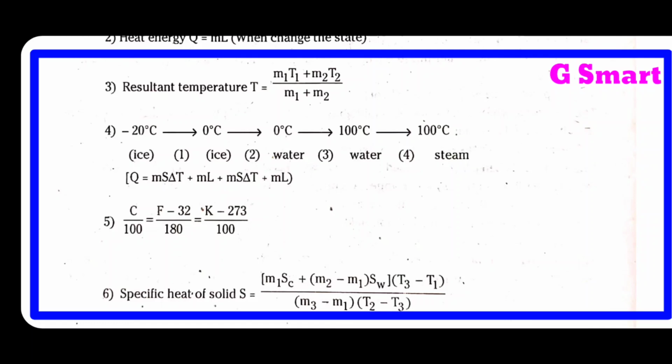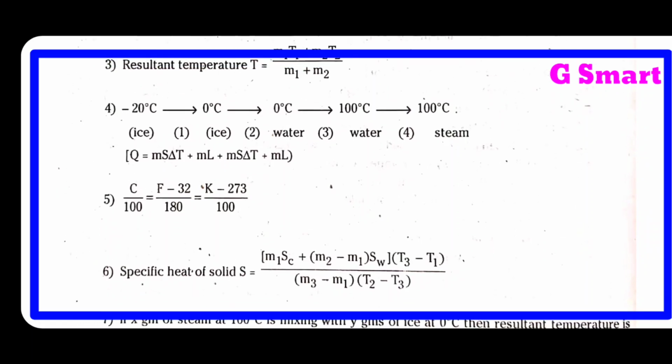In the last case, 100 degrees water to 100 degrees centigrade steam, there is no change in temperature, only a change in state. Again you will use the formula Q is equal to m L. By adding all these, you can get the amount of heat used to convert minus 20 degrees centigrade ice to 100 degrees steam.